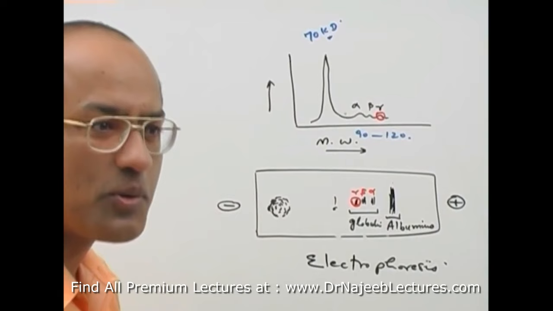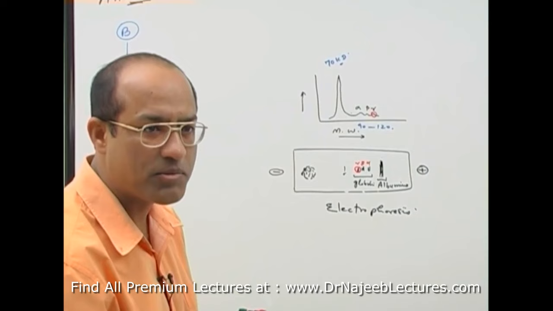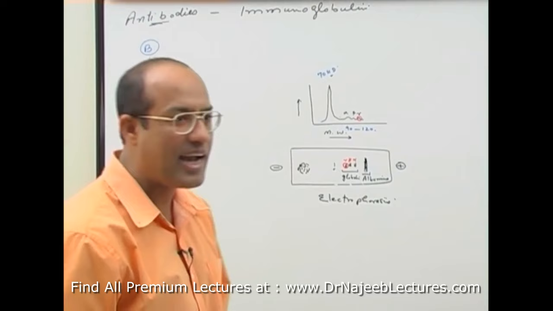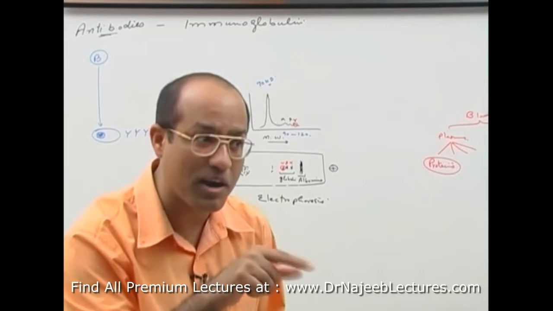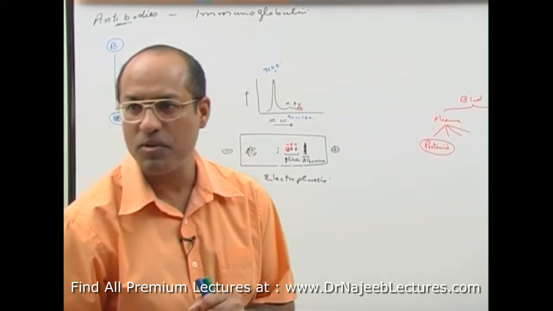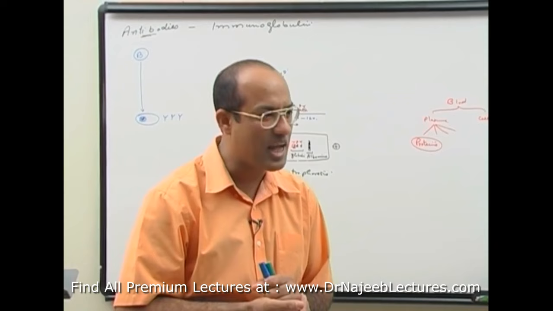So, where are the plasma proteins in your body? Plasma proteins are of course in the plasma, but within the plasma proteins, where are the antibodies? Antibodies are part of the gamma globulins. That is why antibodies are also given another name: gamma globulins. Simple as that. Am I clear?